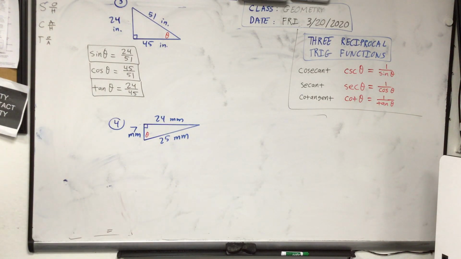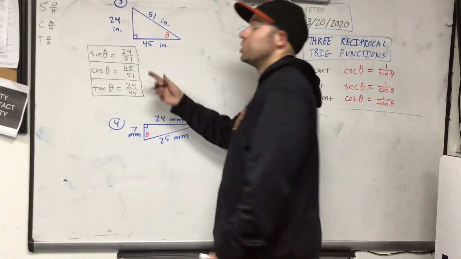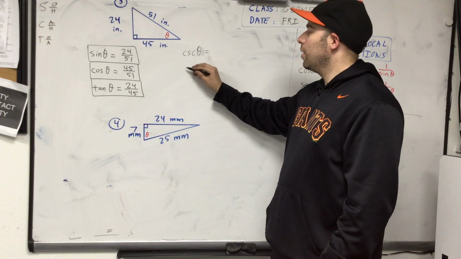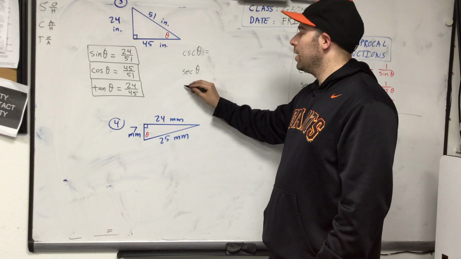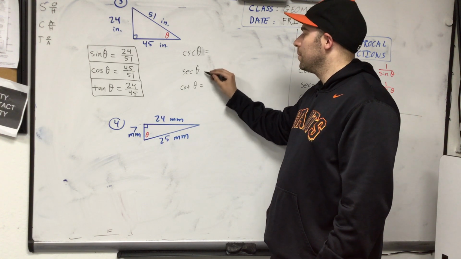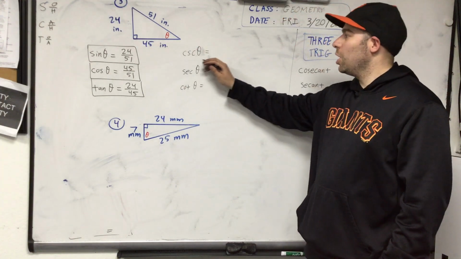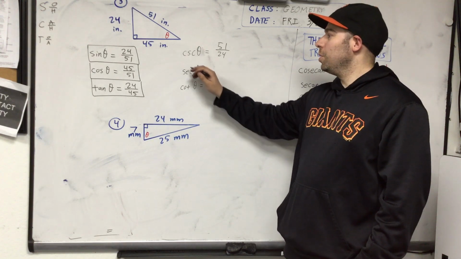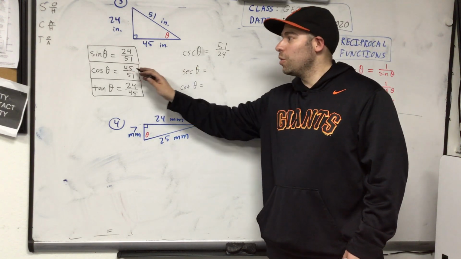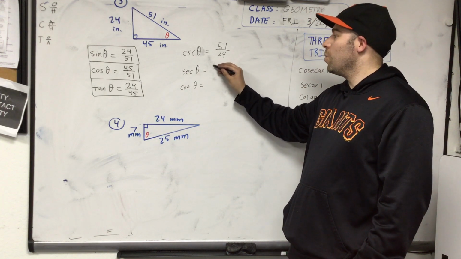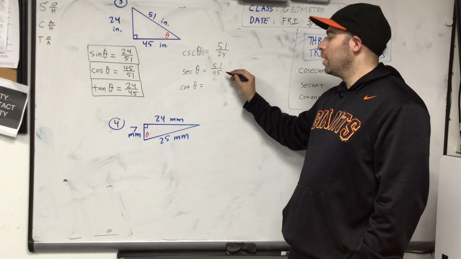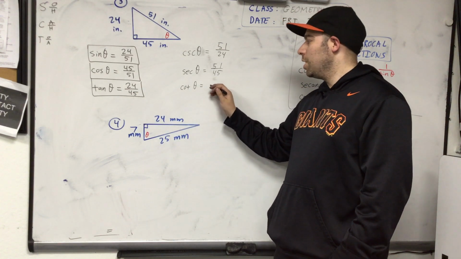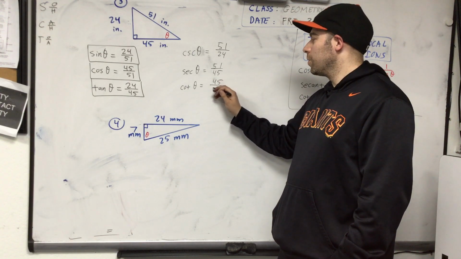Okay, and finally, on the other side, let's find the reciprocals, the reciprocal trig identities. Cosecant of theta, secant of theta, cotangent of theta. The reciprocal of the sine ratio would be 51 over 24. The reciprocal of cosine would be the secant ratio, or 51 over 45. And finally, the tangent ratio has a reciprocal called cotangent, which is 45 over 24.